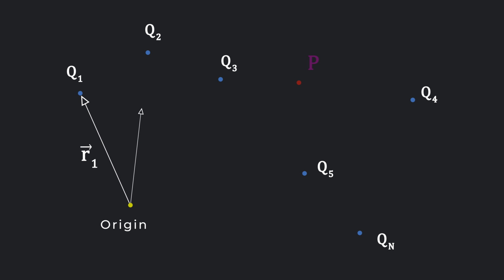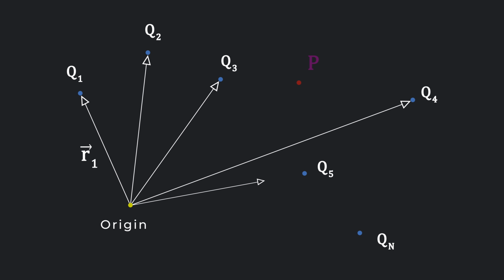Let's say r1, r2, r3 and so on be the position vectors of the charges Q1, Q2, Q3 and so on respectively. Then the field at point P having the position vector r will be given by this expression.